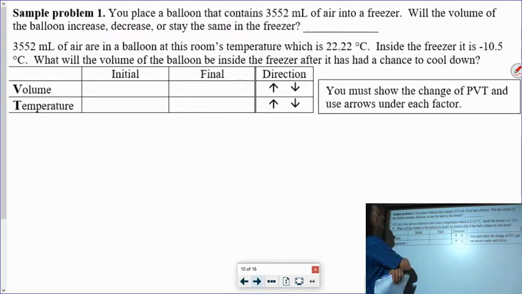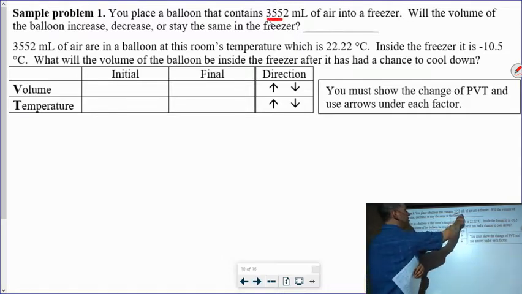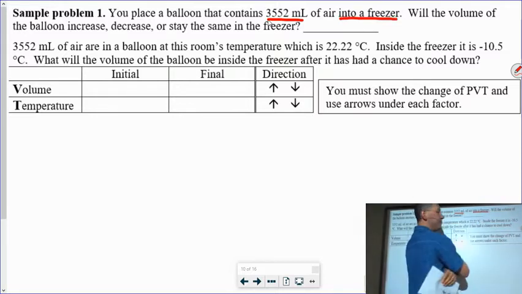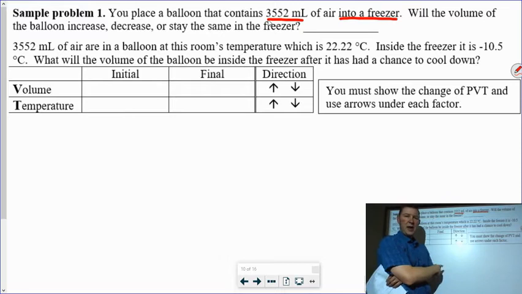So we have a problem. It says you place a balloon that's got 3,552 milliliters of air into it. You place it into the freezer. Think about that. Have you ever had a balloon from a party and it got cold? What happens to the volume of the air in it? You ever have a balloon from a party and it gets by the window or by a heat vent or it gets really warm? What happens to the volume about that? Think about that as we're going along. It says, will the volume of the balloon increase, decrease, or stay the same in the freezer?